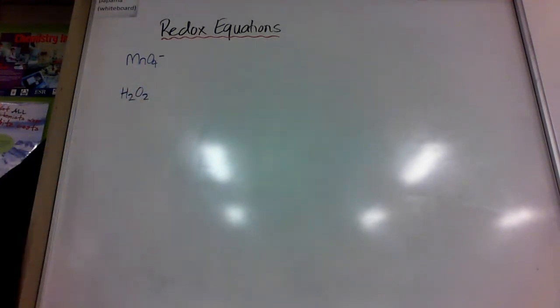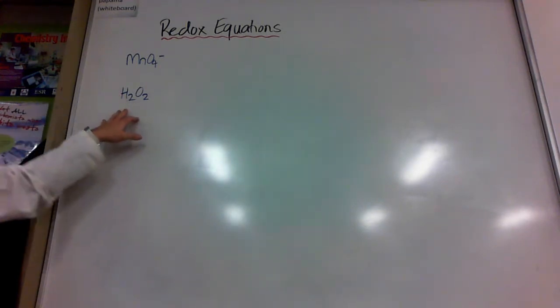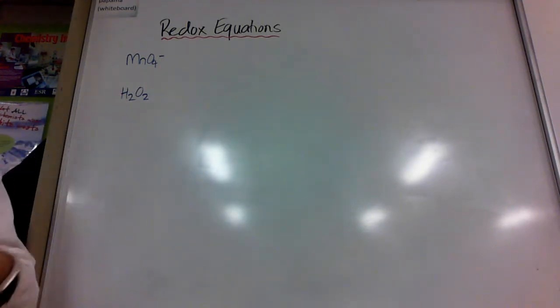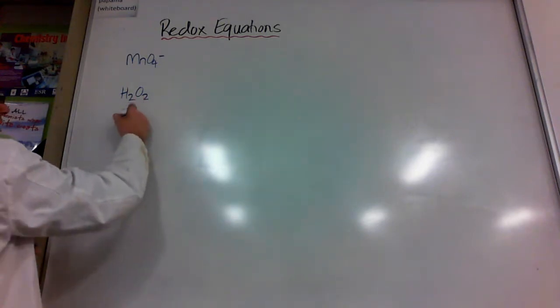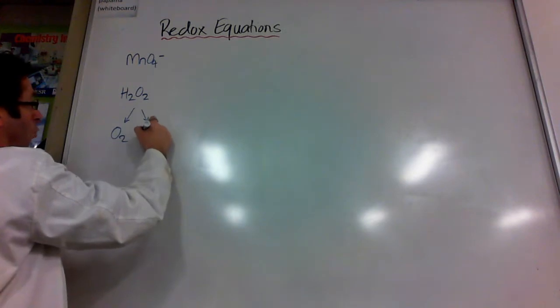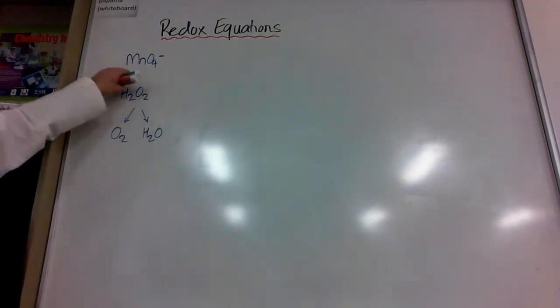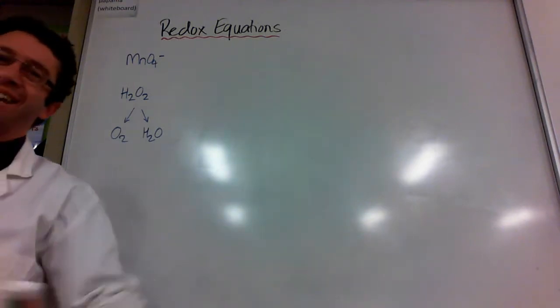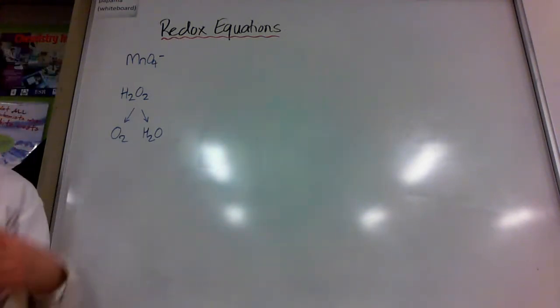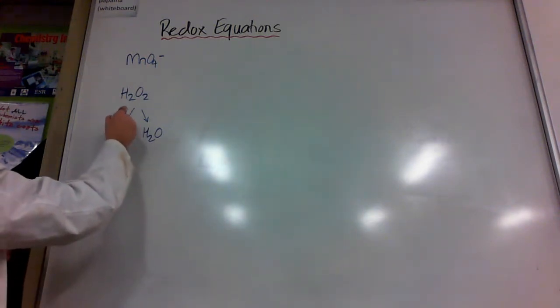Now, H2O2 is a very difficult thing to work with, to know whether it's being oxidized or reduced, because both can happen to it. H2O2 can either become oxygen when it's oxidized, or it can become water when it's reduced. Now, I already know that permanganate is a very strong oxidizing agent. That means it will cause something else to be oxidized. So I know already that it's going to be this one here.